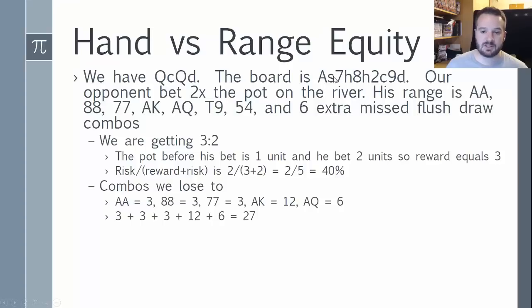The way you do this is you take all the possible remaining cards and multiply them together. So there's 3 remaining aces, 4 remaining kings, because we don't block any of those. So 3 times 4 is 12. For ace queen, there's 3 remaining aces, and there's 2 remaining queens because we block 2 of them. 3 times 2 is 6. Add all these up, and we get 27 combos.